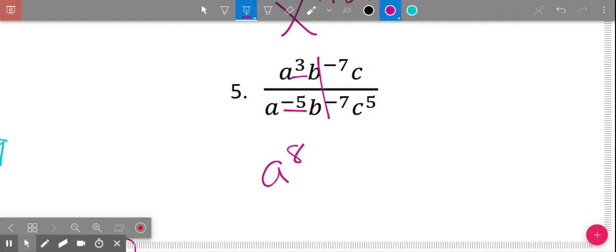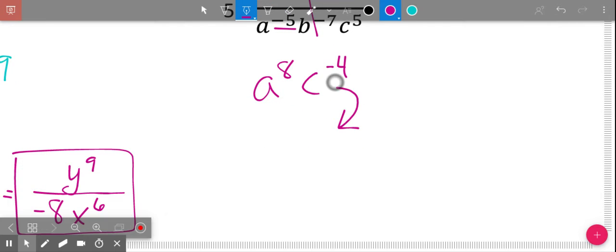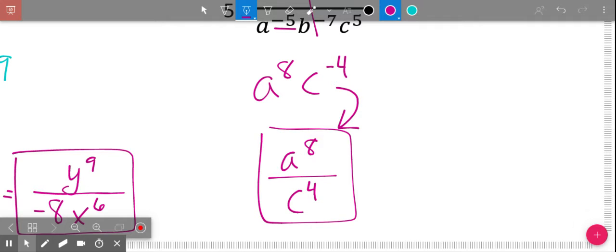And then this one, I have c to the 1st divided by c to the 5th, and I'll get c to the negative 4. Now, I need to simplify that a little bit. So anything with a negative exponent has to get moved down. So the a to the 8th stays on top over c to the positive 4. And that's going to be my final answer for that one.